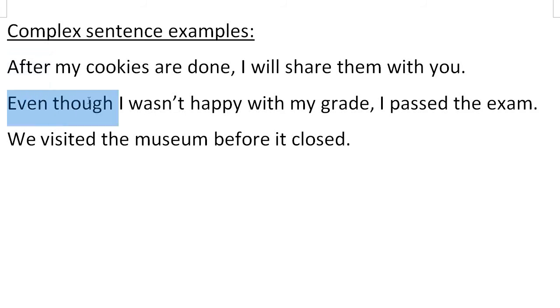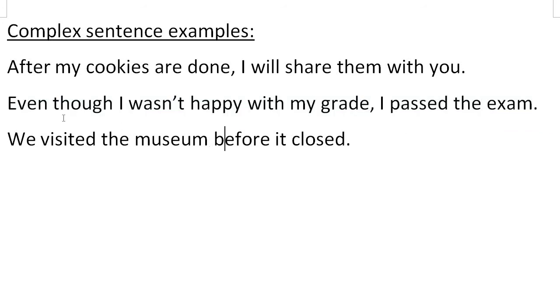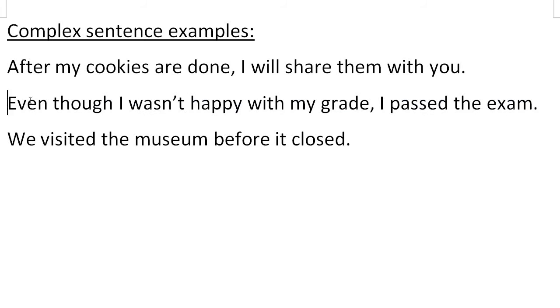Let's try the second one. "Even though I wasn't happy with my grade, I passed the exam." Let's see if you can find the joining words, connecting words for that sentence. About 4 or 5 seconds. If you said "even," you're wrong. If you said "though," you're also wrong. What you had to say was "even though," right? So sometimes you have two words that work as a conjunction together.